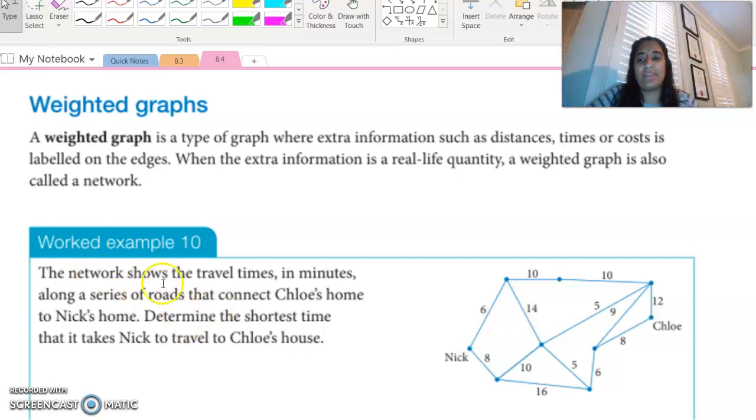So an example could be the network shows the travel times in minutes along a series of roads that connect Chloe's home to Nick's home. Determine the shortest time that it takes Nick to travel to Chloe's house. So if we start at Nick's house and we want to get to Chloe, what's the shortest distance that we can take? So maybe we can do a pathway where we go from 8 to 10. Let's go the 5 because that's a pretty short number, and 12. And then we'd add up those numbers and we'd get 35. So that's the time that it could take to travel.